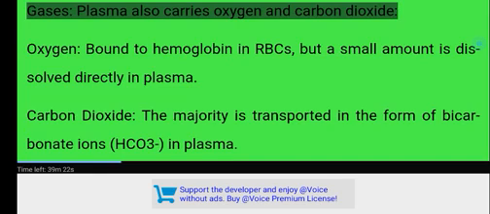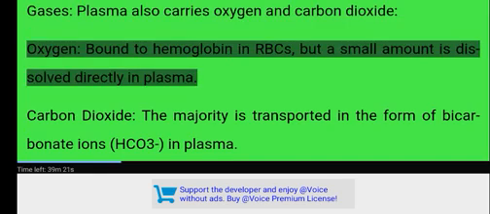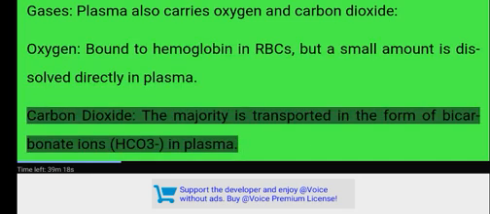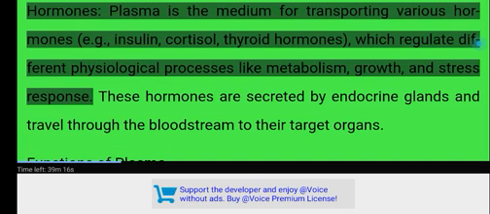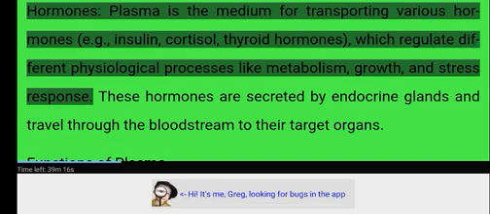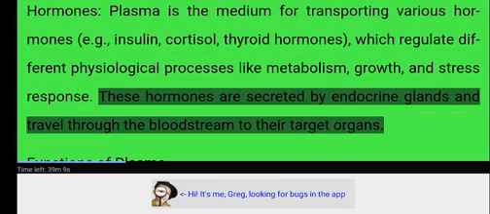Gases. Plasma also carries oxygen and carbon dioxide. Oxygen is bound to hemoglobin in RBCs, but a small amount is dissolved directly in plasma. Carbon dioxide, the majority is transported in the form of bicarbonate ions, HCO3-, in plasma. Hormones. Plasma is a medium for transporting various hormones, e.g., insulin, cortisol, thyroid hormones, which regulate different physiological processes like metabolism, growth, and stress response. These hormones are secreted by endocrine glands and travel through the bloodstream to their target organs.